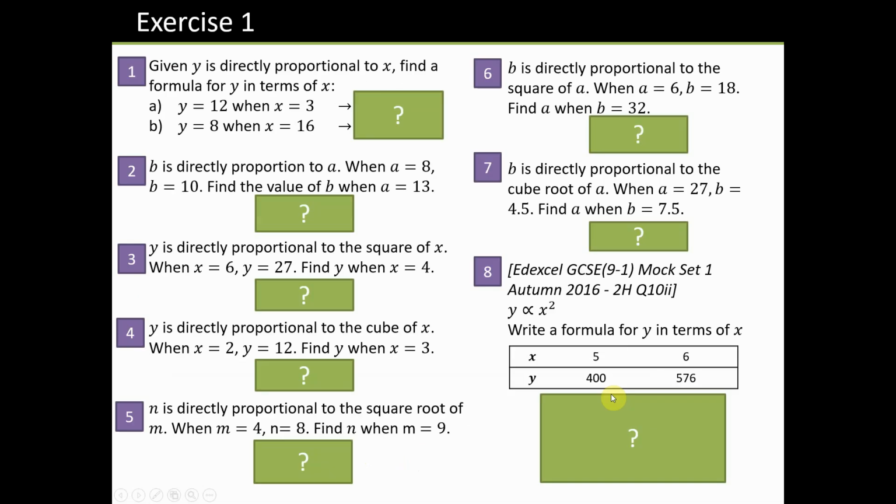So these questions will be on a PDF for you, posted, so you can have a go at them and the answers will be there too.